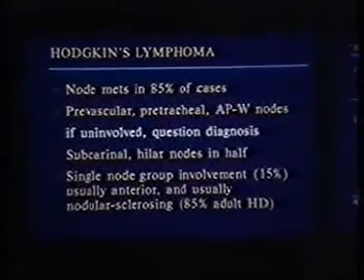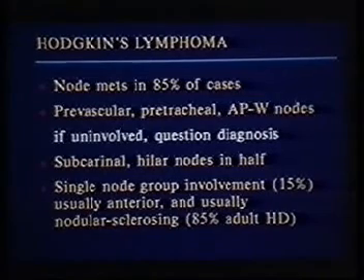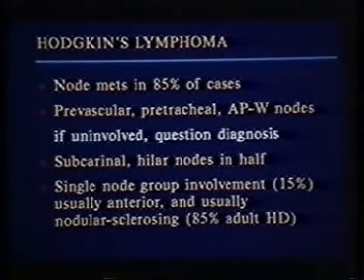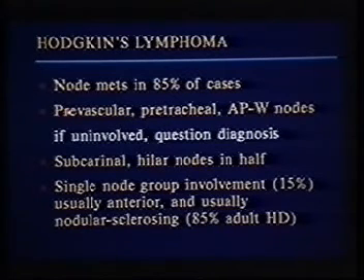Hodgkin's lymphoma results in node metastases in 85% of cases. This is nothing new or radical, but simply a review. The lymph nodes you see in patients with lymphoma are typically prevascular, that is anterior mediastinum, pretracheal, and involving the AP window. If these lymph node groups are uninvolved, question the diagnosis of Hodgkin's lymphoma. It is very, very uncommon to have Hodgkin's without involvement of these nodes. That is associated with some other intrathoracic abnormality.